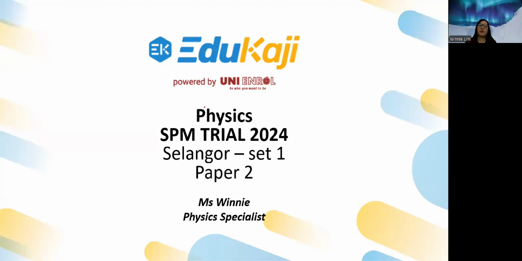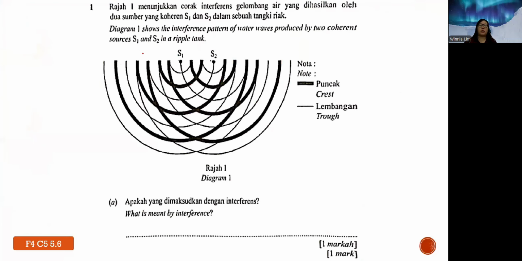Today we will discuss Physics SPM Trial 2024 Selangor paper set 1 for paper 2. So let's look at the first question. The first question is from Form 4 chapter 5, Wave, under the idea of interference of waves. Diagram 1 shows the interference pattern of water waves produced by two coherent sources S1 and S2 in a ripple tank. So firstly, what is the meaning of interference?